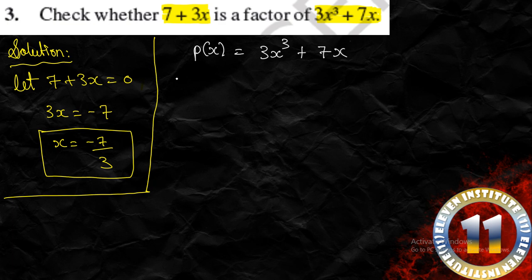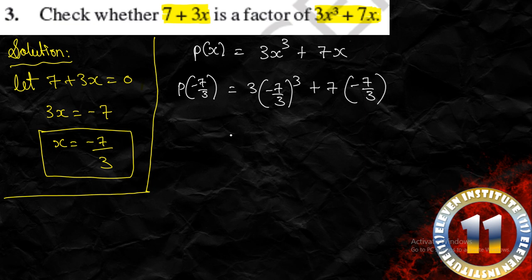This is the polynomial. Now instead of x we will write minus 7 by 3. So this 3 will remain as it is. Instead of x we will write minus 7 upon 3 the whole cube. Plus again 7 will remain as it is. Instead of x we will write minus 7 upon 3. This 3 remains as it is.